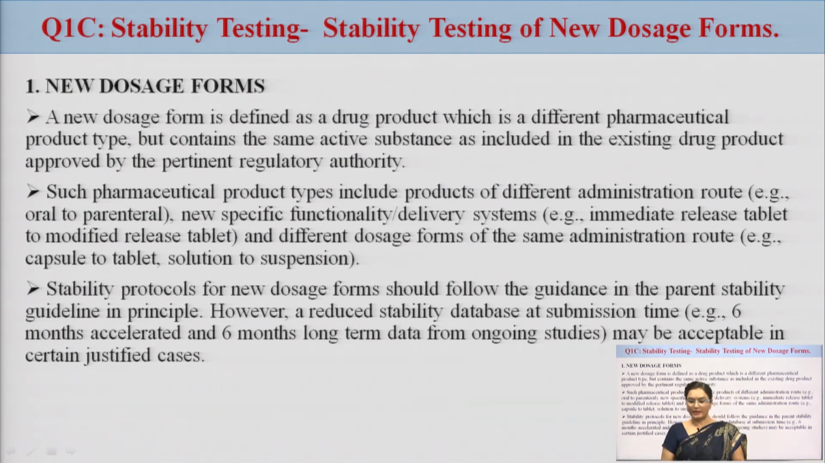Now stability testing for new dosage form. For a new dosage form, the stability study is the same as the stability study we have performed for new drug substances and new drug products.